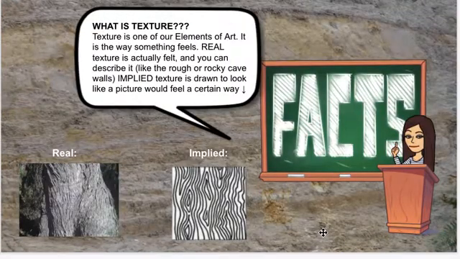Let's talk about texture. What is texture? Texture is one of our elements of art. It is the way that something feels. Real texture is actually felt, like in this photo here of a tree trunk. You can describe it, like the rough or rocky cave walls. Implied texture is drawn to look like a picture would feel a certain way. Like in this drawing, these repeated lines throughout make the drawing look like it would feel like a tree trunk.